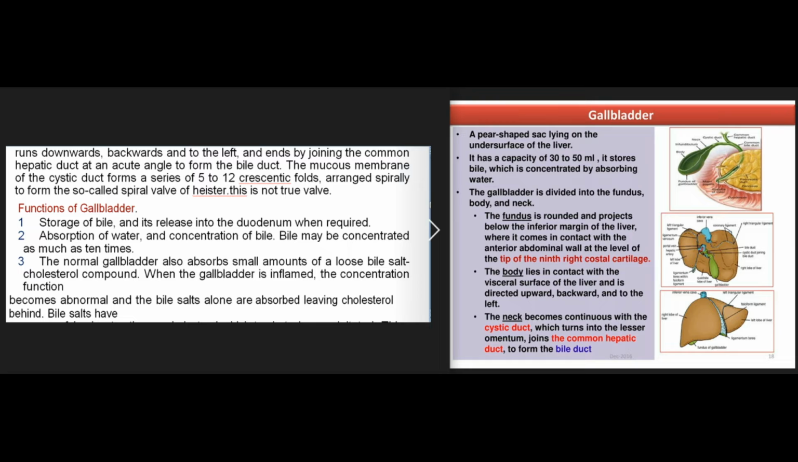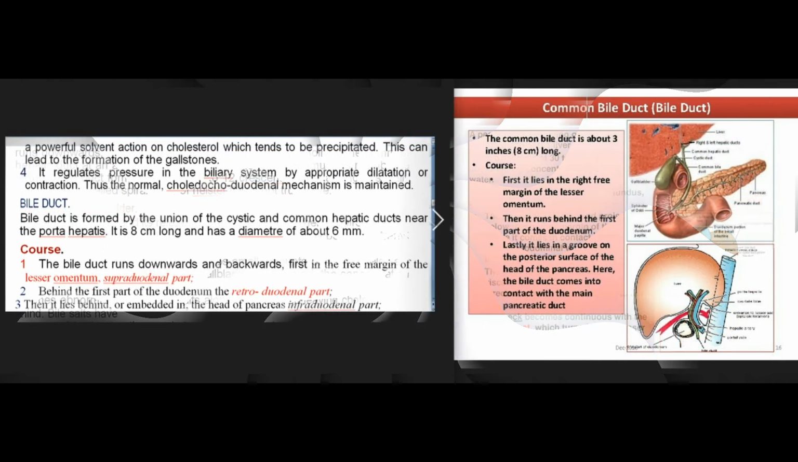When the gallbladder is inflamed, the concentration function becomes abnormal and the bile salts alone are absorbed, leaving cholesterol behind. Bile salts have a powerful solvent action on cholesterol, which tends to be precipitated. This can lead to the formation of gallstones. 4. It regulates pressure in the biliary system by appropriate dilatation or contraction. Thus the normal choledocho-duodenal mechanism is maintained.